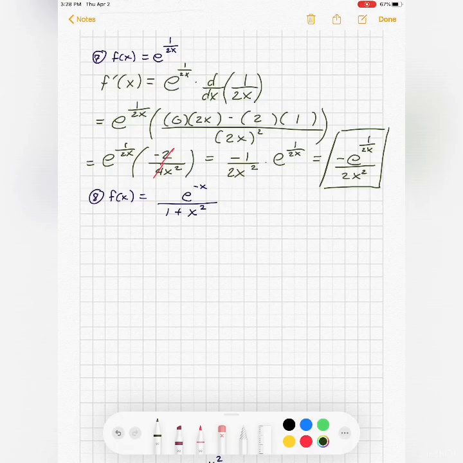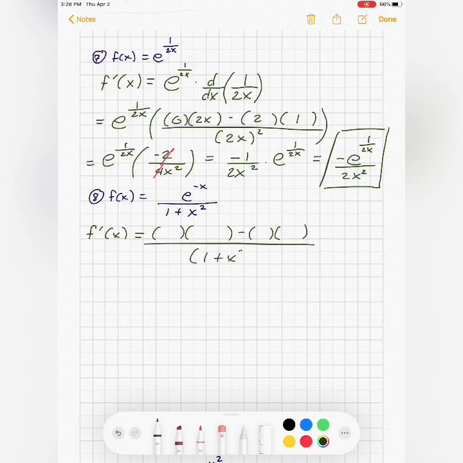And number 8. So these are all the same idea. So I see quotient rule again. Here's my template. The bottom squared. Okay, let's fill this in. So derivative of the top times the bottom. Derivative of the bottom times the top. And then see if I can simplify.